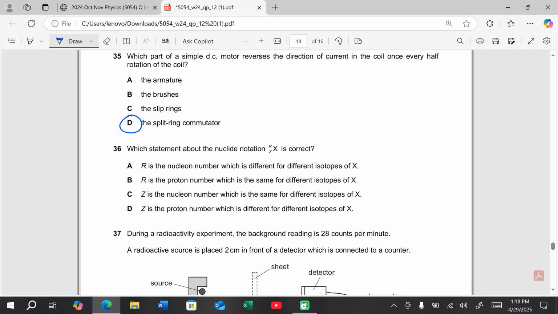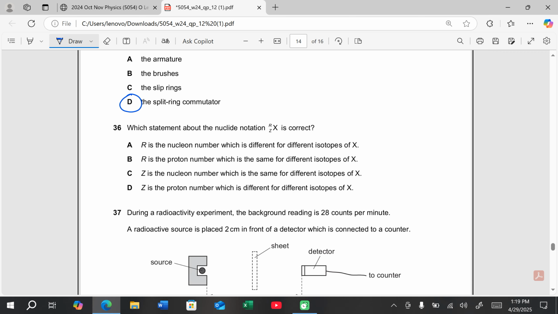In 36, which statement about the nuclide notation R and Z is correct? R is a nucleon number, which is different for the different isotopes of X, so yes, that is the correct answer. But let's see the other ones. R is a proton number, which is not. Z is a nucleon number, no it's not. Z is a proton number which is different for different isotopes, no that's wrong. So A is the right answer.